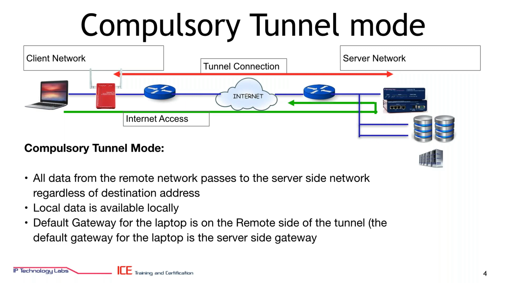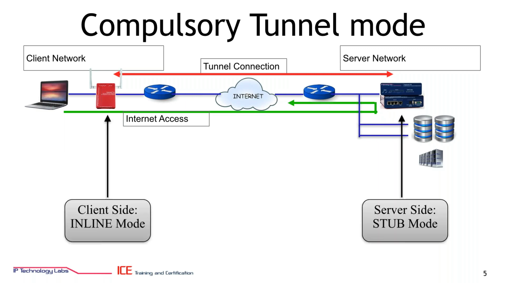So for the laptop on the left side, his default gateway will be the router on the server network. So when he tries to reach the internet, all his traffic will go through the tunnel and go to the internet out the server side network router. A typical application, again, this is not mandatory, is that the client side is set up for an inline mode and the server side is set up for a stub mode. So you have traffic going through the client device, and on the server side, you have a single Ethernet connection into that network, which allows you to create the tunnel and communicate with that network on the same Ethernet interface.